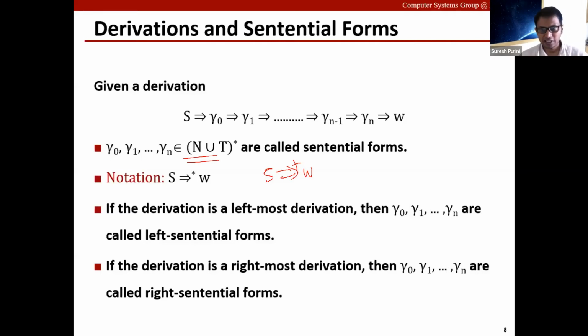And if the derivation is a leftmost derivation, then gamma 0 to gamma n are called left sentential forms. And if the derivation is a rightmost derivation, then gamma 0 to gamma n are called right sentential forms.